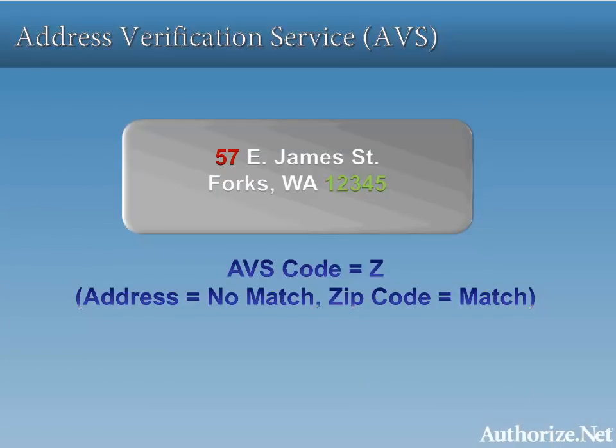AVS only checks the numerical data in the address and zip code. In other words, it does not check the street name or other non-numerical data. After the address is checked, your processor will assign an AVS code to the transaction. In this example, the processor assigned an AVS code of Z because the address did not match, but the zip code did.